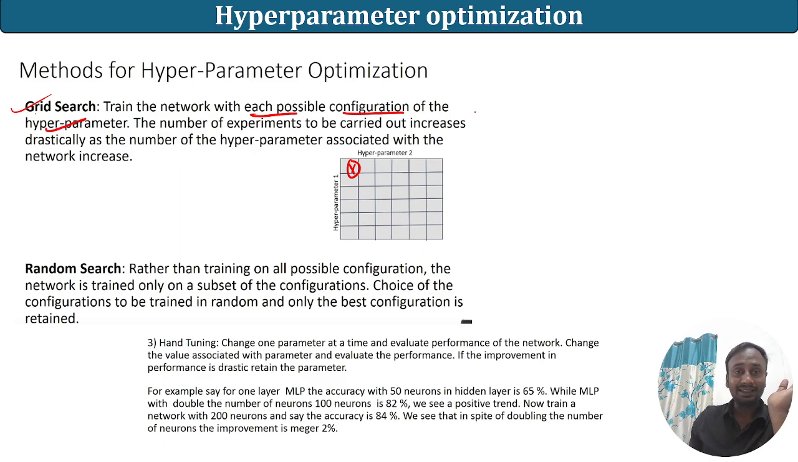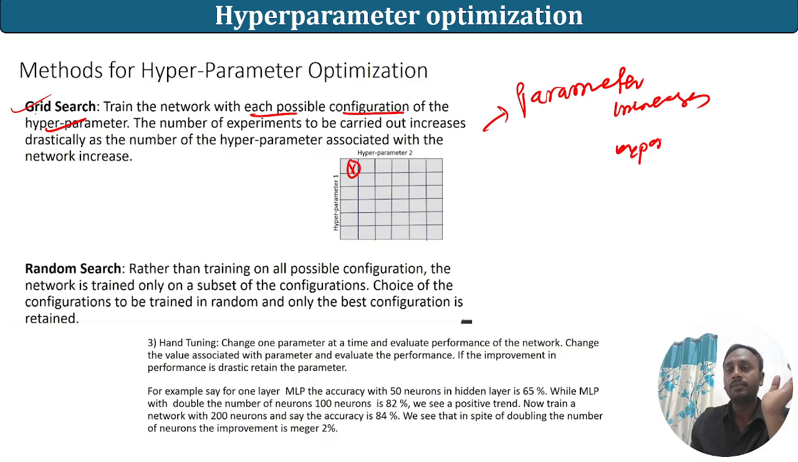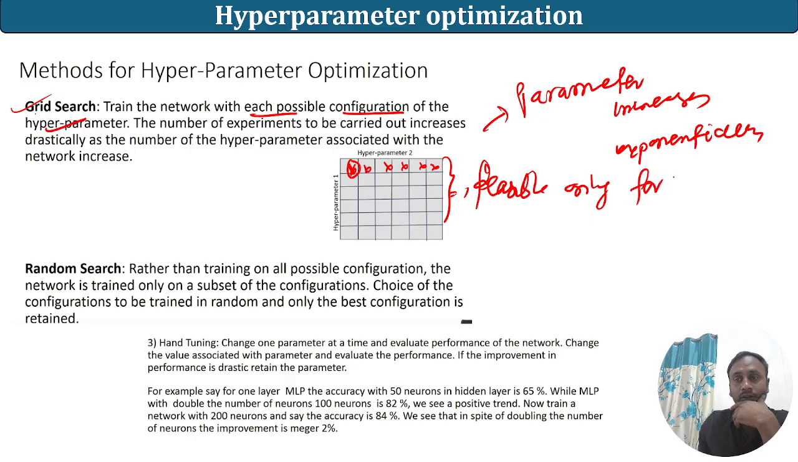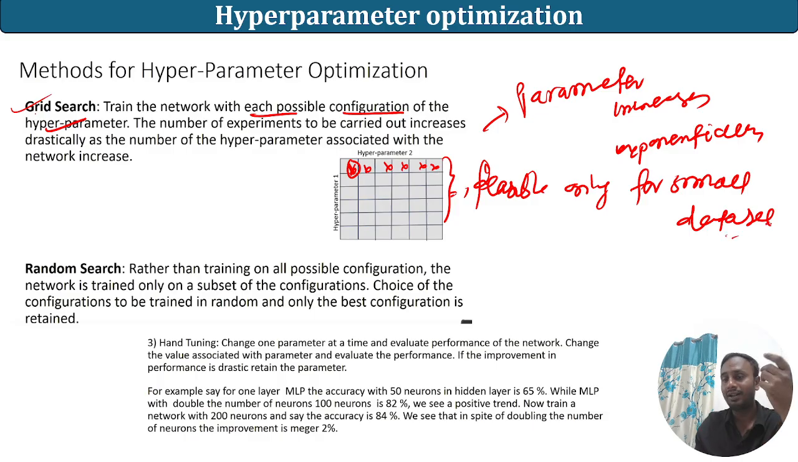What will happen in that case? The number of parameter combinations is going to increase exponentially, and they will go through the second, third, fourth, fifth, sixth, each and all. So this is going to be feasible only for a small data set, not for a large data set.